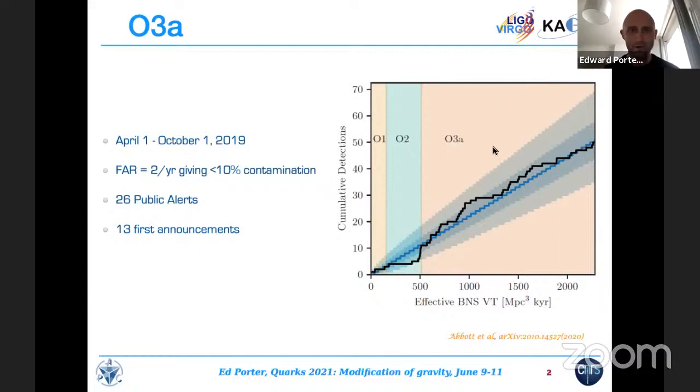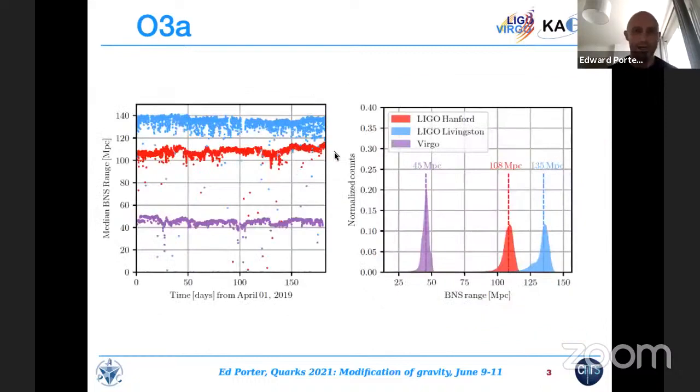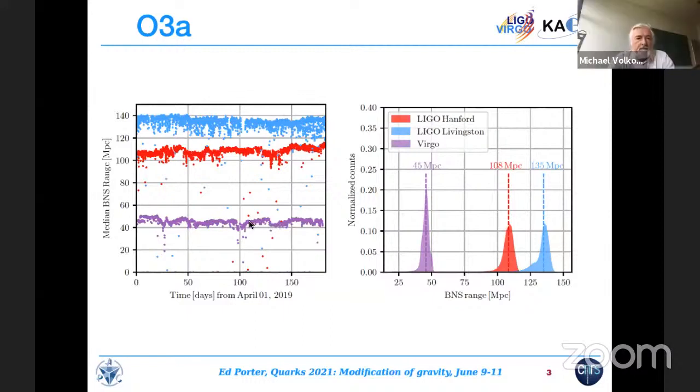If I now go to the performance of the detectors in O3A, I'm assuming that everybody can see my mouse as I'm pointing. Yes, we can see it. Very good. So Virgo was operating at just over 40 megaparsecs for the median binary neutron star range. LIGO Hanford was operating between 100 and 120, and LIGO Livingston between 120 and 140. On the right-hand side, you can see the median binary neutron star ranges for the 3 detectors.